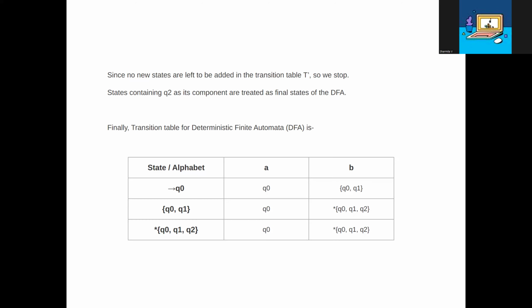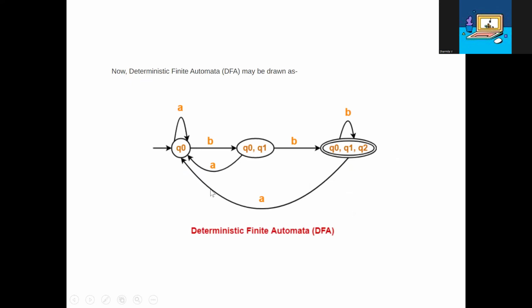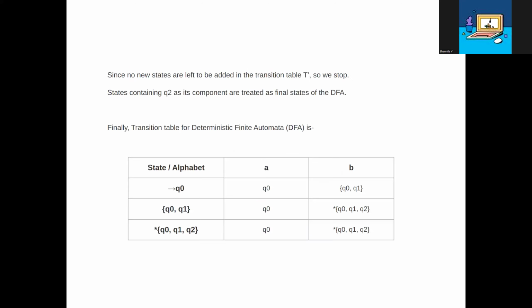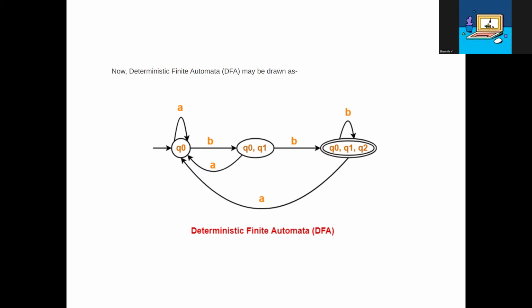For this transition table, we draw a deterministic finite automaton. What is a deterministic finite automaton? The delta transition is Q cross sigma tends to Q, so there is only one next-state transition. There is no epsilon input for the given DFA. So we convert this transition table into a transition diagram.